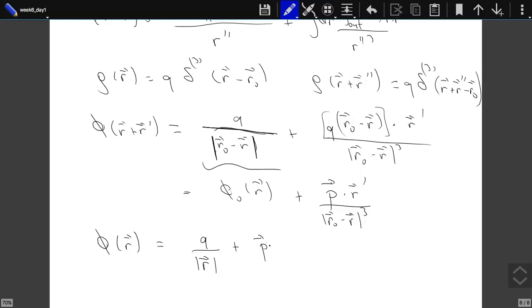plus P dot R over R cubed. P is its dipole relative to its own origin or whatever. But if we don't, it's still correct, no problem. But that's not what we are interested in. So then how do we shift the dipole between one center and another? We have already done it. This one.